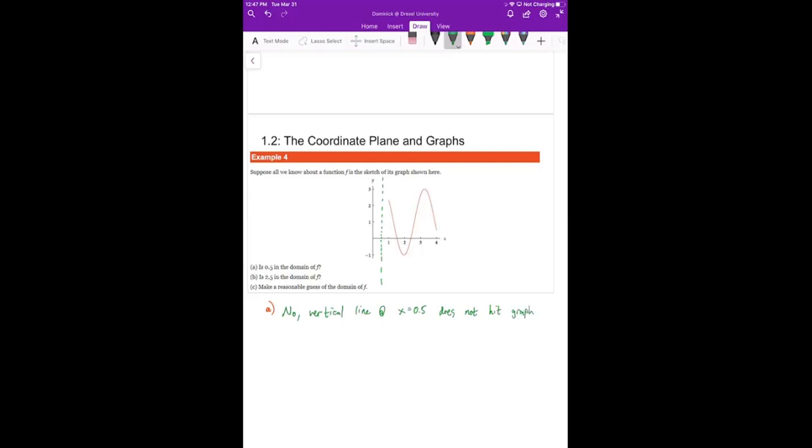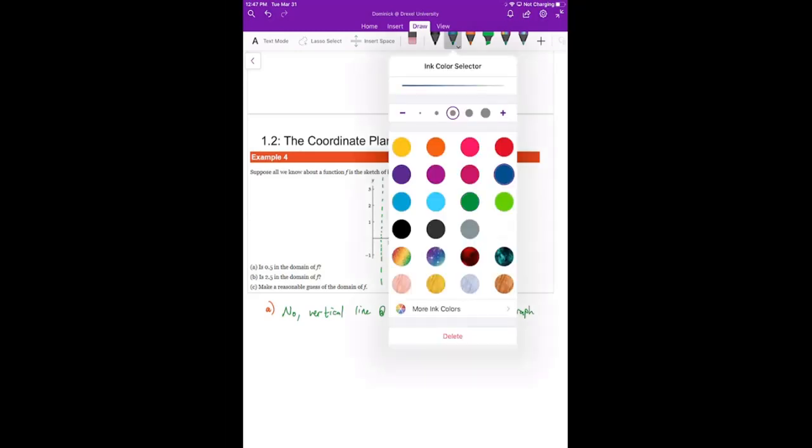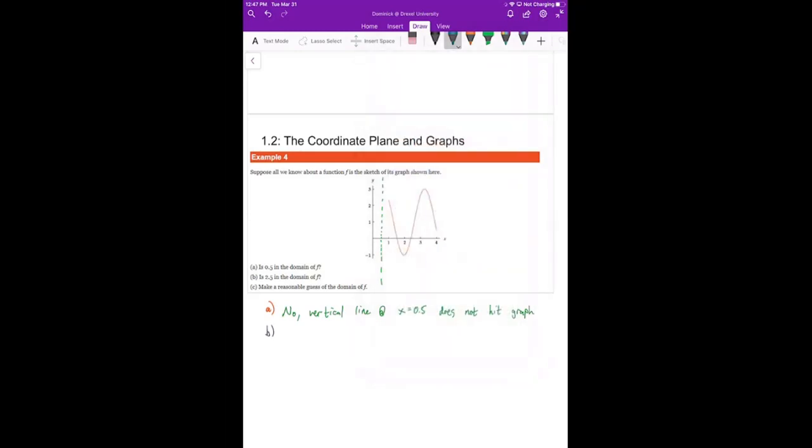Right? In part B, they want to know, is 2.5 in the domain of f? And of course that will be yes, right? Because if you go to 2.5, you do hit the graph. So this is yes. And again, a vertical line at x equals 2.5 does hit the graph.